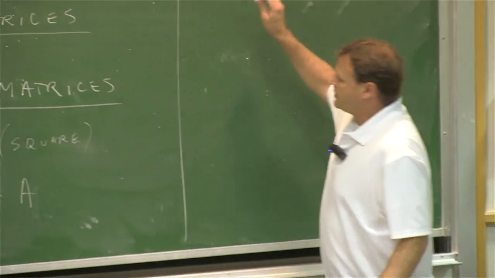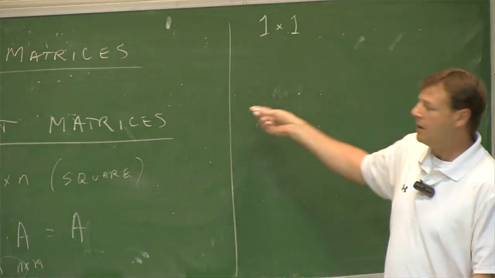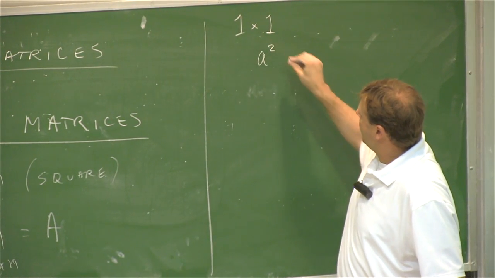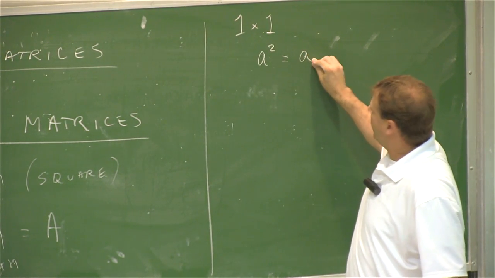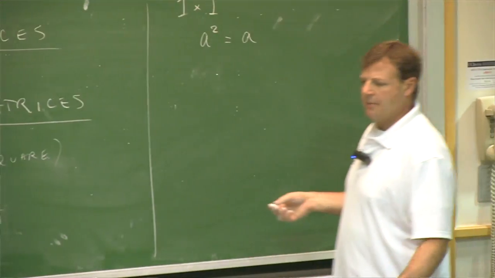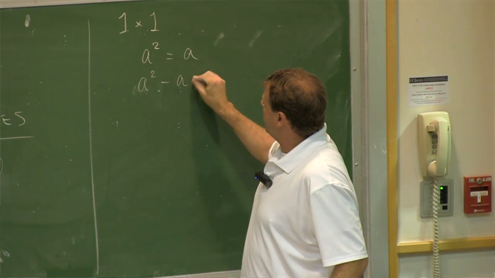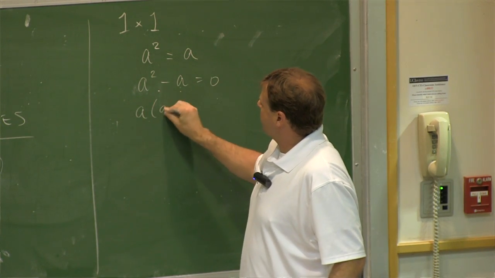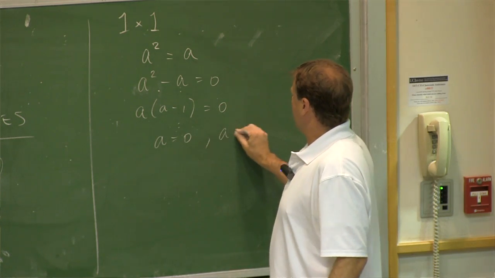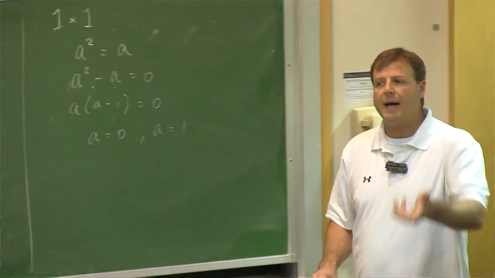Now, let's just look back at the 1 by 1 case, because after all, it's square. So what are the numbers in this case? That would be like saying a squared equals a. Now, I use little a because we're talking about numbers here, not really matrices. And so we can solve this equation. This is a squared minus a equals 0. A times (a minus 1) equals 0. So a equals 0 and a equals 1. And that makes sense, right? Those are the only numbers where if you square them, you get the number back again.